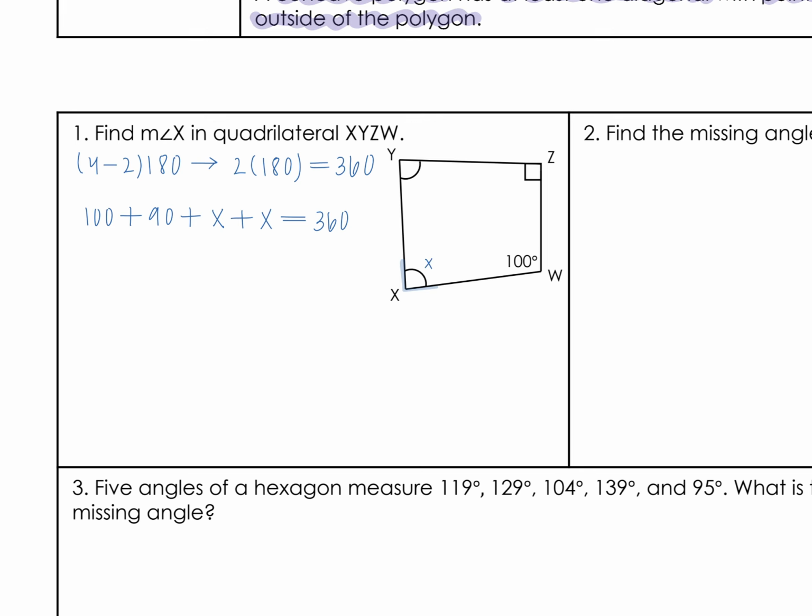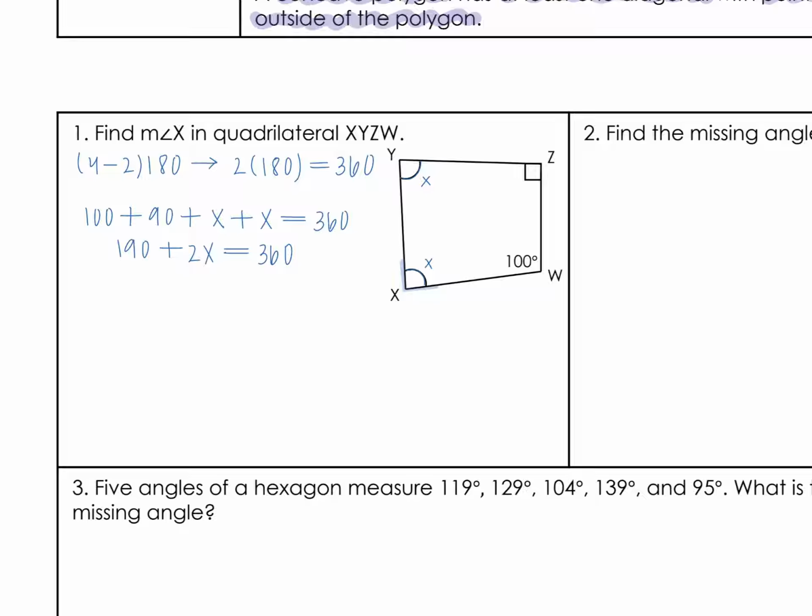Okay, and since you notice that they have marked these angles as being congruent, that means that this angle over here is also going to be X. So we can simplify. We've got 190 plus 2x is equal to that 360.